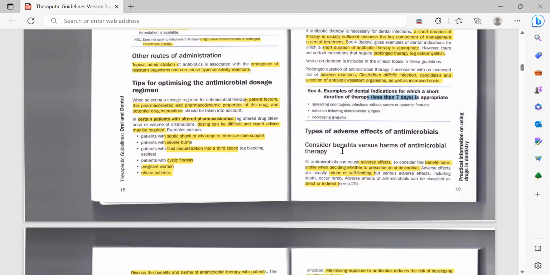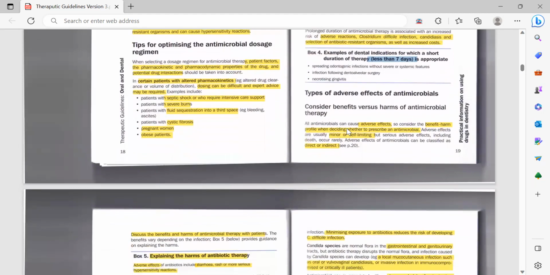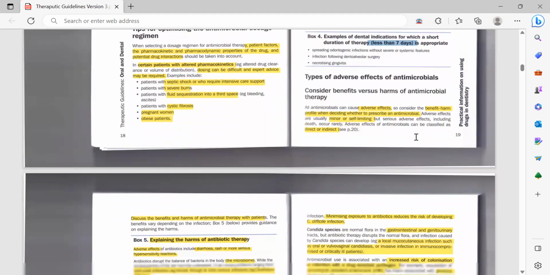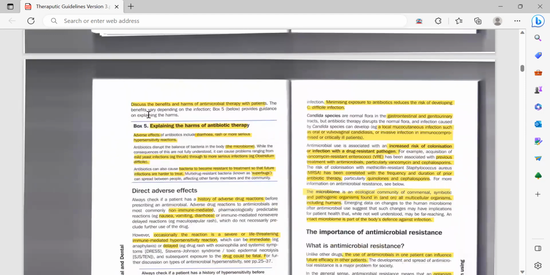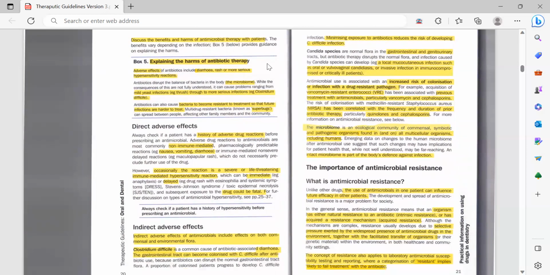Then, types of adverse effects of antimicrobial therapy. Always consider benefit versus harm. Even if you are prescribing a painkiller or antibiotic, always consider how much the benefit of prescribing this antibiotic to the patient is as compared to the harm. Discuss the benefits and harms of the therapy with the patient. Always involve the patient to make a shared decision.